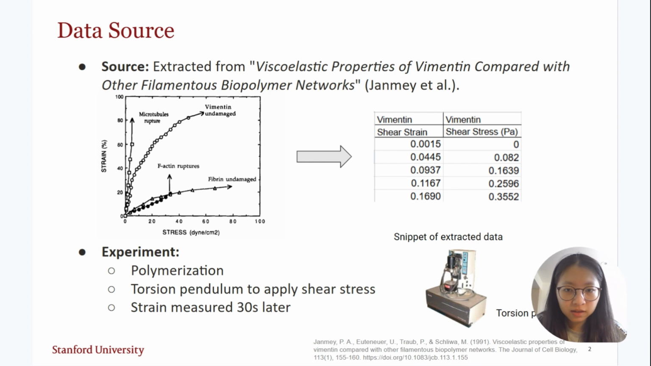The stress strain data that we are using is extracted from this plot in this paper. In the literature, to carry out this rheological experiment, the first depolymerization used a torsion pendulum to apply shear stress. Shear strain was measured 30 seconds after the stress was imposed.